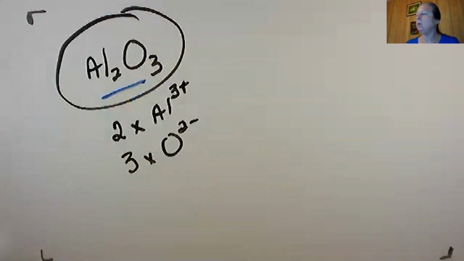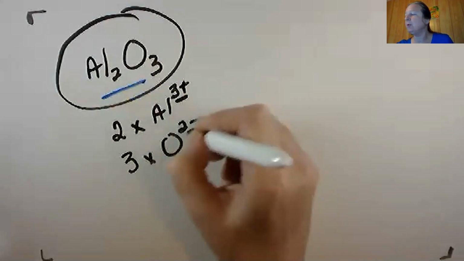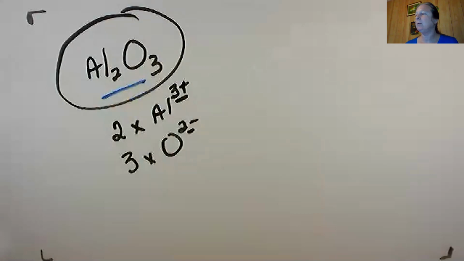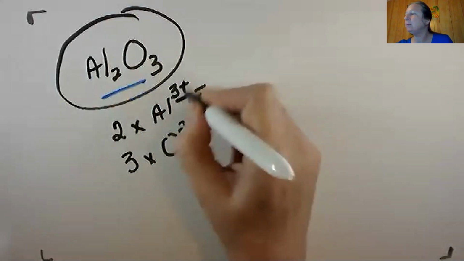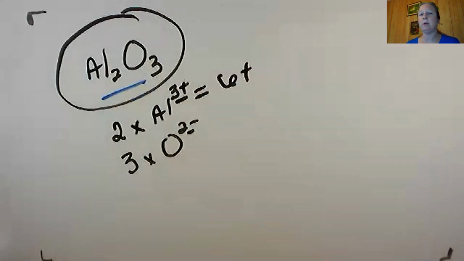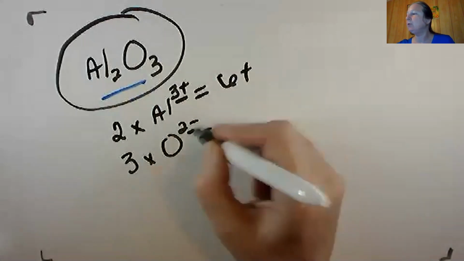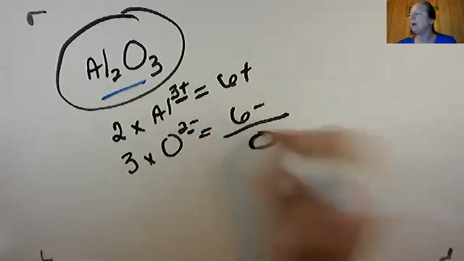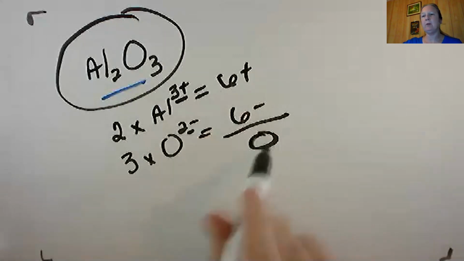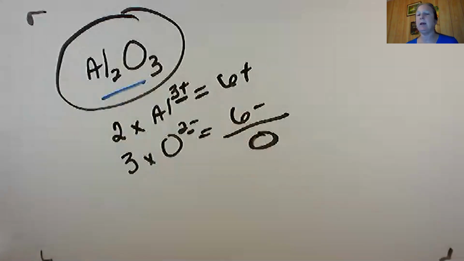The way you know the ratio is because of these charges. You have to have a net zero. So if I have 2 times a 3 positive charge, I have a 6 positive charge, don't I? And if I have 3 of a 2 minus charge, I have a 6 minus charge. When I add those together, I get a net 0. That's what every single formula unit will have. You have to combine them in such a way that it is 0.